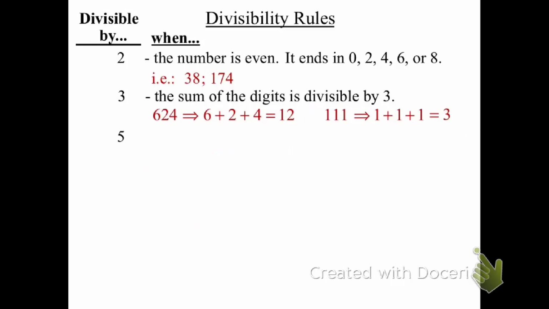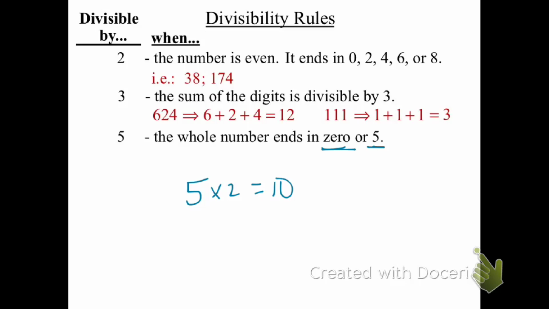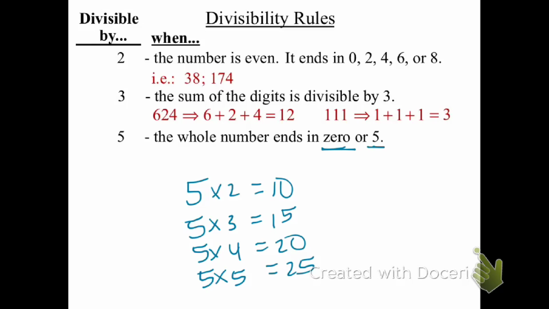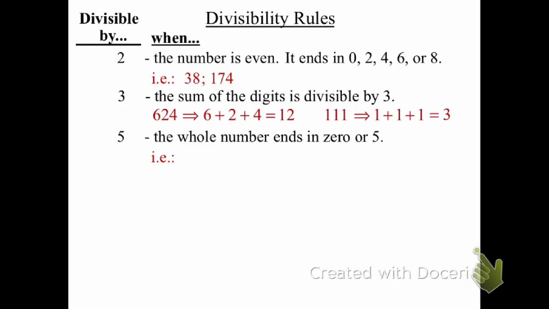Now we look at when we're going to be divisible by 5. Now 5 is one of the easier ones. Basically, it's a whole number that ends in 0 or 5. Now why 0 or 5? Because what's 5 times 2? 10. 5 times 3, 15. 5 times 4, 20. 5 times 5, 25. Just trying to notice a pattern. We go from 0 to 5, 0 to 5. It always works like that. So whenever it ends in 0 or 5, we know automatically it's divisible by 5. Some examples. 1,300. Why? Because it ends in 0.